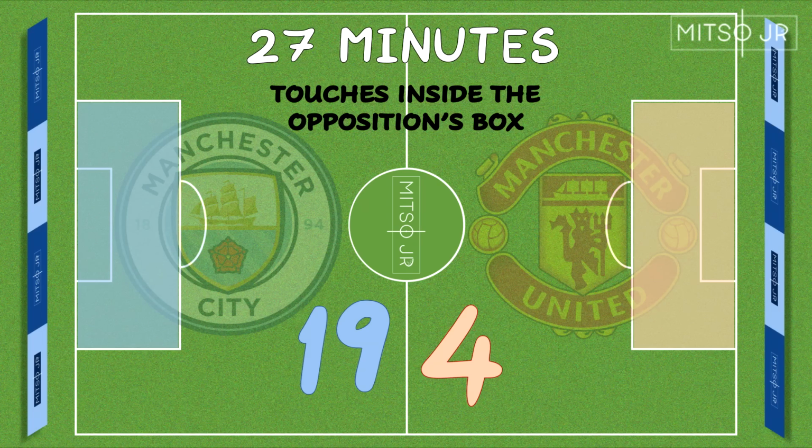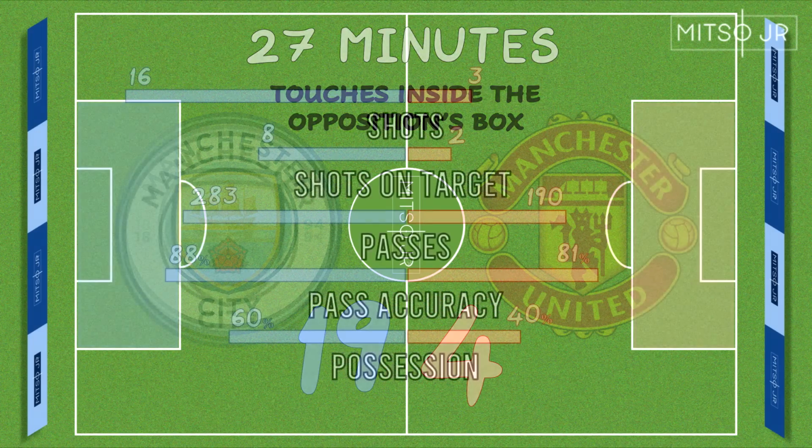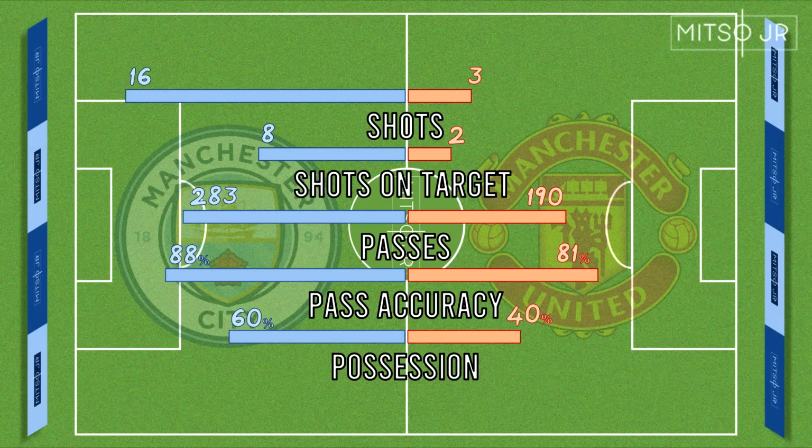The stats of the first half showed the tactical dominance from Man City. After less than 30 minutes, City had 19 touches in United's box, compared to only 4 from United. City obviously had more possession, shots and passes during the first half as well.